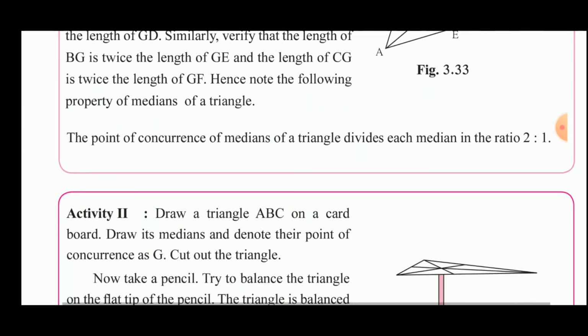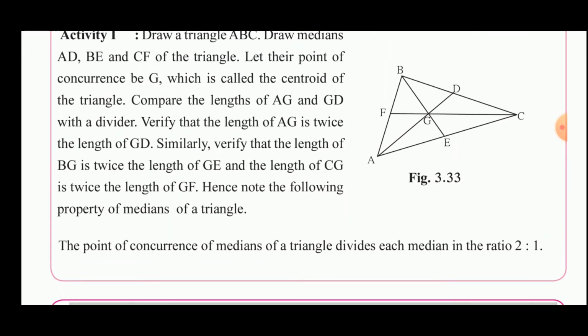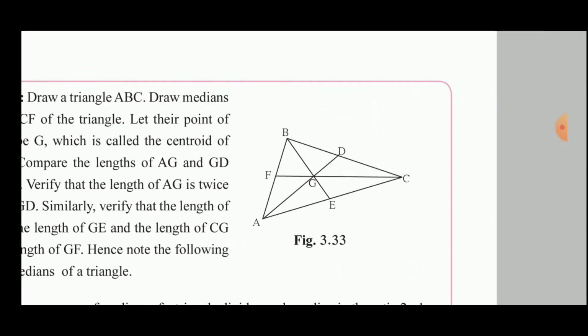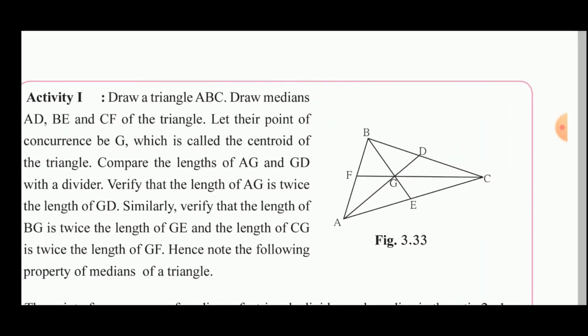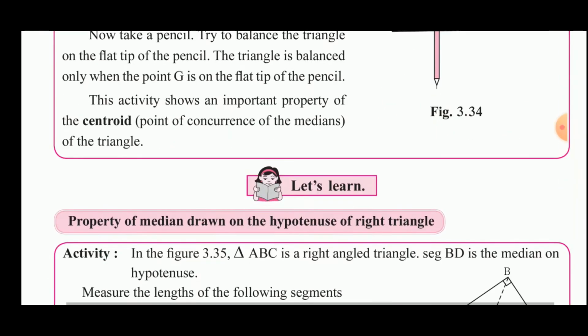So here we see that the point of concurrence of the medians of the triangle divides each median in the ratio 2:1. So here in the figure, in triangle ABC, segments AD, BE and CF are the medians of the triangle. All of them intersect at the point G. G is the point of concurrence of the medians. So this point G divides the medians in the ratio 2:1. So here you will get BG.